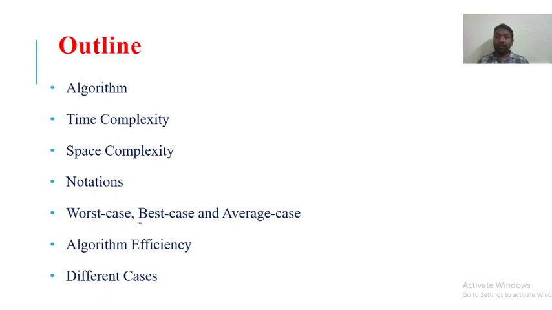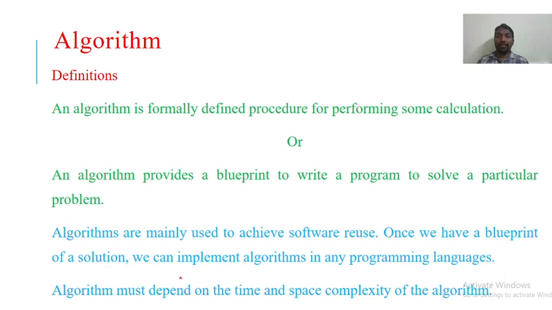Now we understand the worst case, the best case, and what the average case is, and after that we learn about algorithm efficiency, and in different cases how we measure the time complexity and space complexity. So let us see here. First, what is an algorithm?